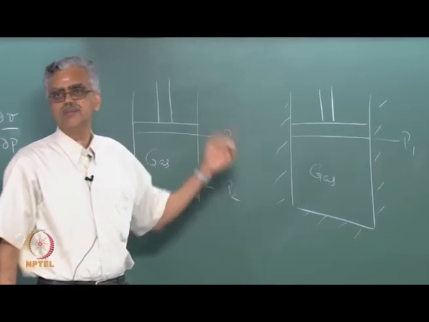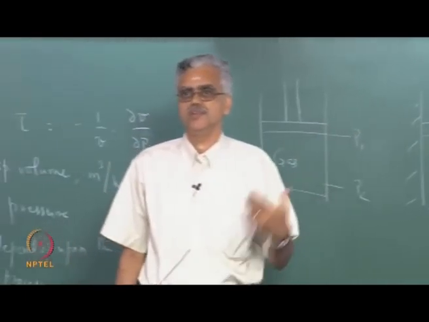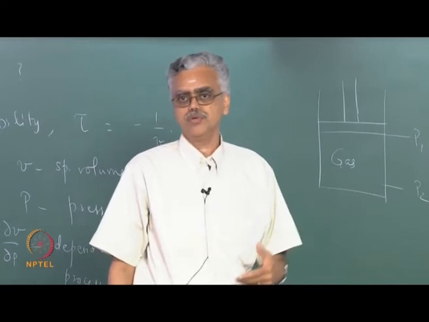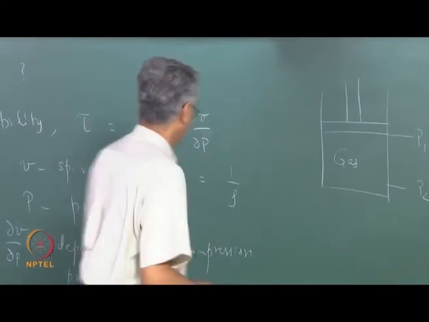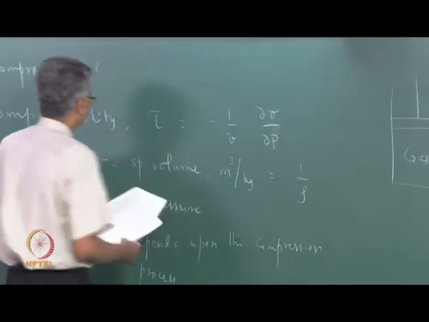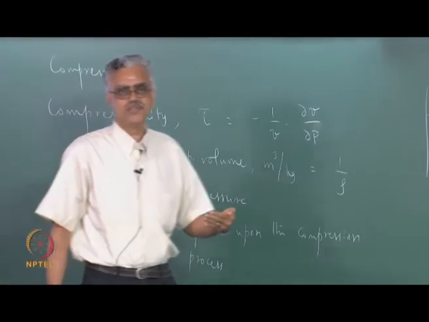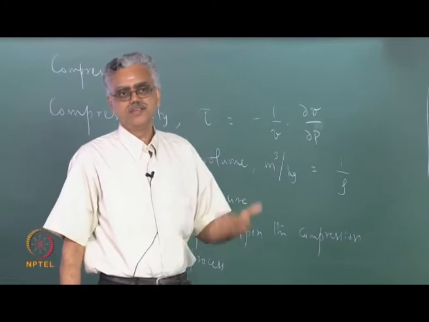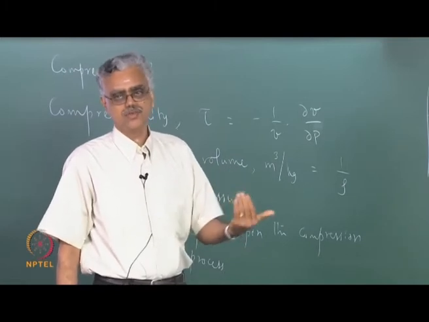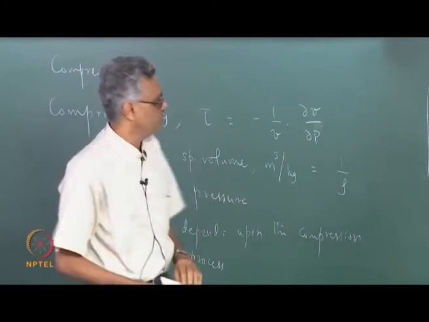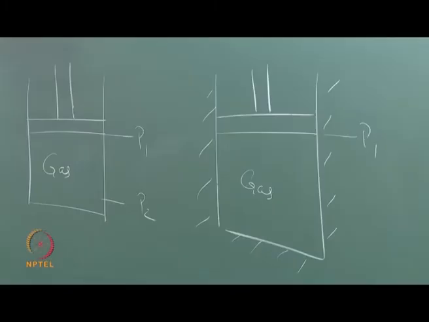Partial V, partial P depends upon the process, whether we are using an isothermal process or adiabatic process or some other process. So this is dependent upon the process. So the compressibility is also defined. You can have an isothermal compressibility, you can have an isentropic compressibility, which ensures that the values are different for different processes. That is what we are talking about.